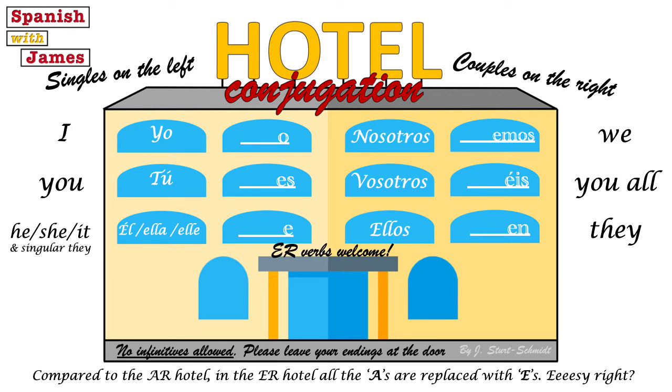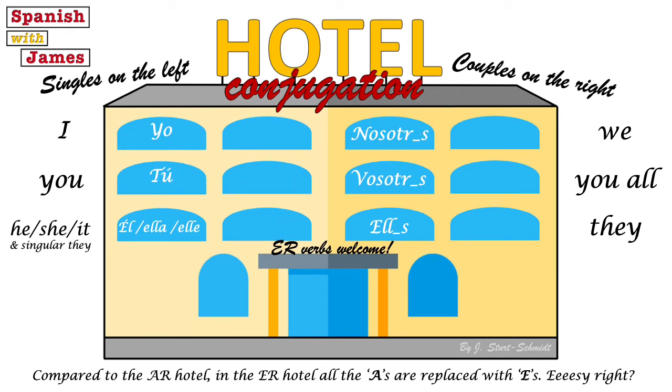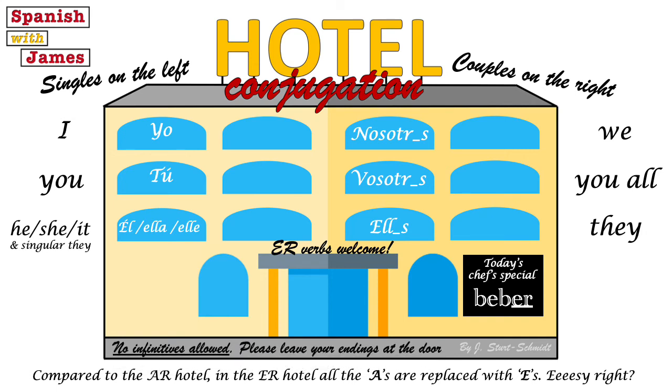Now we'll take a look with an actual verb like we did with the ARs. So in this hotel, today's chef special is the verb beber, which is the verb to drink. So again, we've got to leave the ending at the door because no infinitives are allowed inside the hotel. So we take off the ER and then we're just left with beb. That's what we call the verb stem. And then we add our o, es, e, emos, éis, en. So we get bebo, I drink, bebes, you drink, bebe, he, she, it, singular they drinks, bebemos, we drink, bebéis, you all drink, beben, they drink.